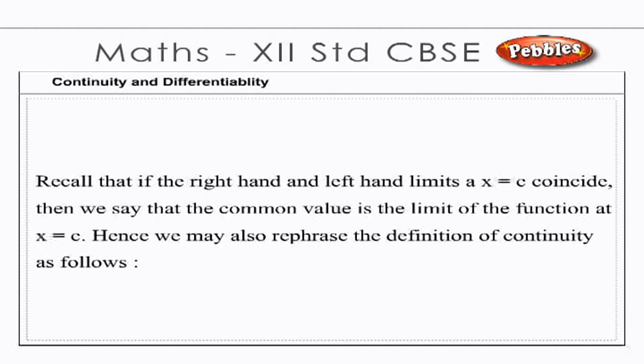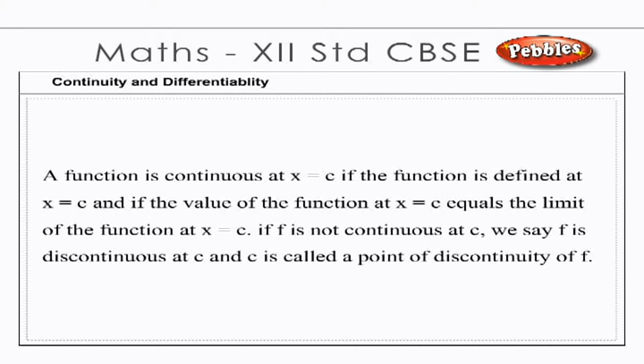Hence, we may also rephrase the definition of continuity as follows. A function is continuous at x is equal to c if the function is defined at x is equal to c and if the value of the function at x is equal to c equals the limit of the function at x is equal to c. If f is not continuous at c, we say f is discontinuous at c and c is called a point of discontinuity of f.